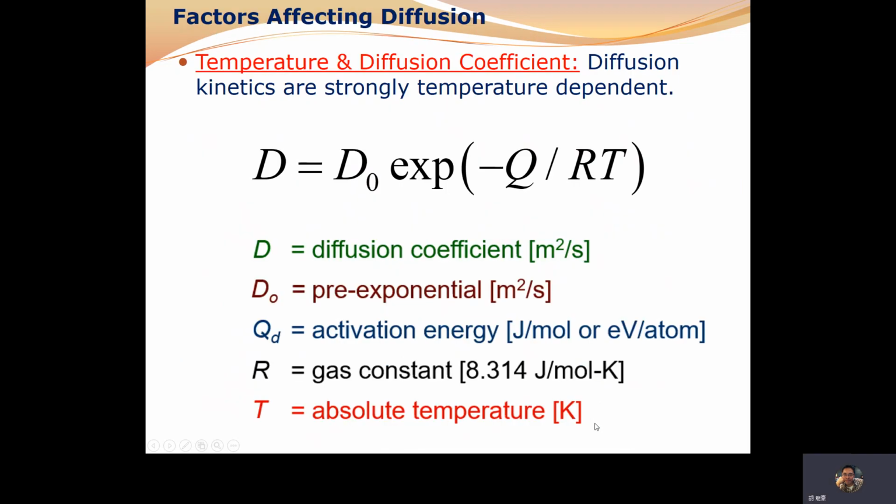And the factors affecting diffusion, right? What are those factors? Of course, temperature and the diffusion coefficient. The diffusion kinetics are strongly temperature dependent. We already looked at this several times. D is the diffusion coefficient, equal to D naught, the pre-exponential, times exponential of minus Q divided by RT. Q is the activation energy to trigger this diffusion process, R is the gas constant, and T is the absolute temperature in Kelvin.